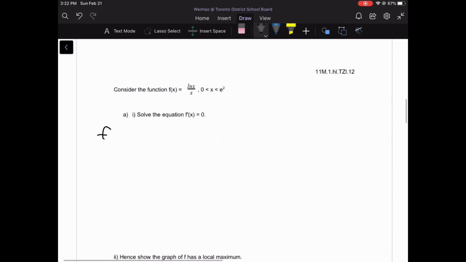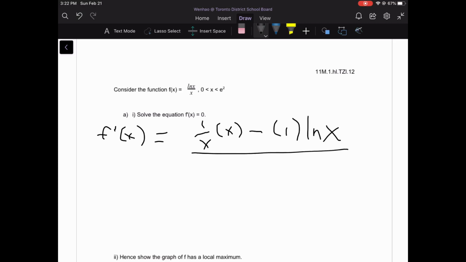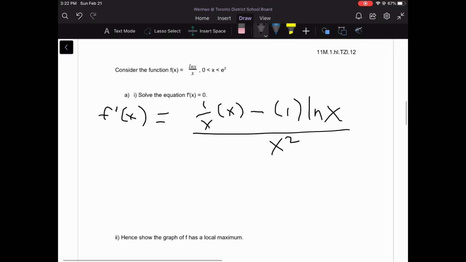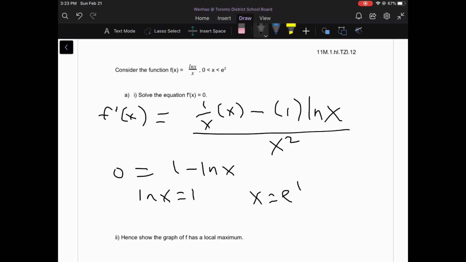So f prime of x is equal to derivative of the top, which is 1 over x, times the bottom, which is x, and then subtract derivative of the bottom, 1, times the top, ln x, all over x, the bottom squared. And we solve for f prime equals 0, so we equate it to the numerator, and that is 1 minus ln x. So ln x is equal to 1, and x is equal to e to the 1, which is just e.